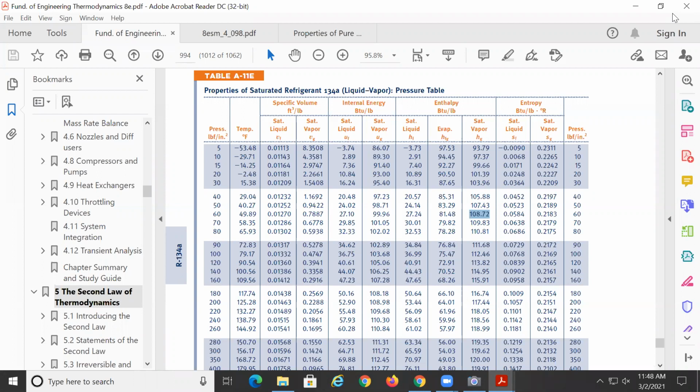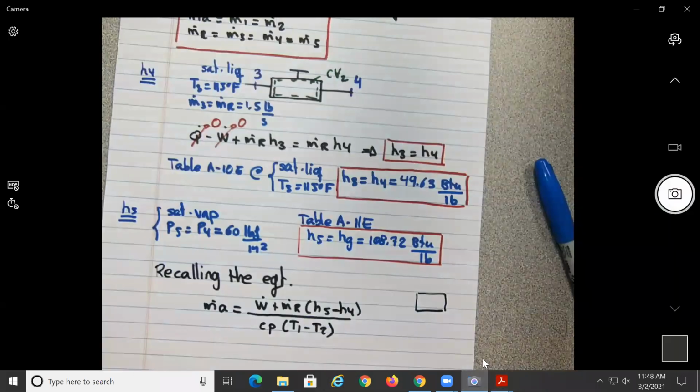All right, so recalling the equation: M dot sub A equal to power plus M sub R times H5 minus H4, divided by CP times T1 minus T2. Okay, here I'm going to do a little sketch because I need it personally. So I was rewriting that equation.